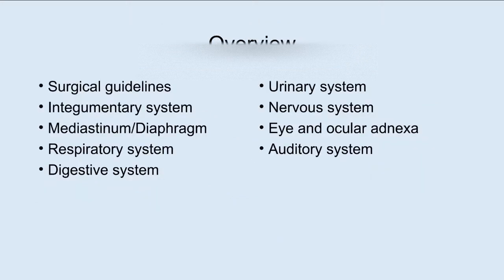So, what are we going to talk about today? Well, these are the sections that I'm going to discuss. I'm going to talk about changes in the surgical guidelines, the integumentary system, the mediastinum and diaphragm section, respiratory system, digestive system, urinary system, nervous system, eye and ocular adnexa, and the auditory system. So lots and lots of changes to talk about.